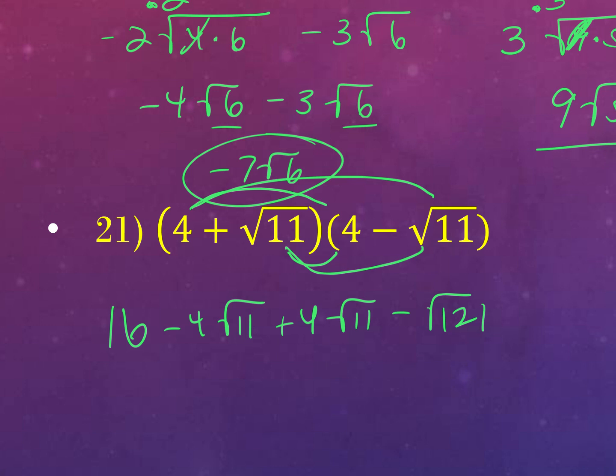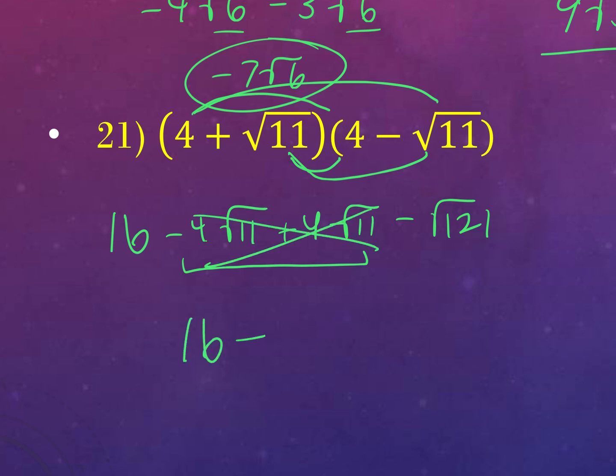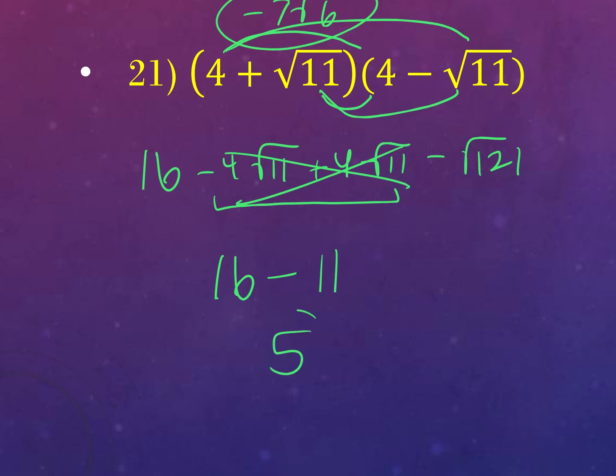You're not adding them together, guys. You're multiplying. So what happens here in the middle with these two terms? I have a positive and a negative of the exact same thing. What happens? They cancel out. Good. So I have 16 minus, what's the square root of 121? 11. What's 16 minus 11? 5, right?